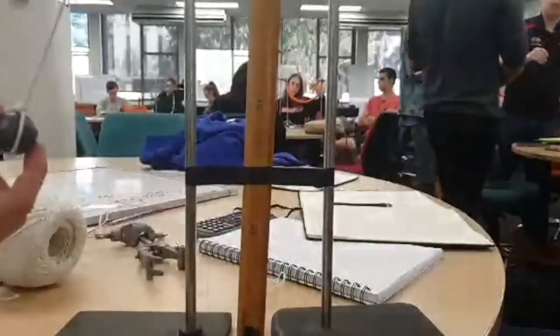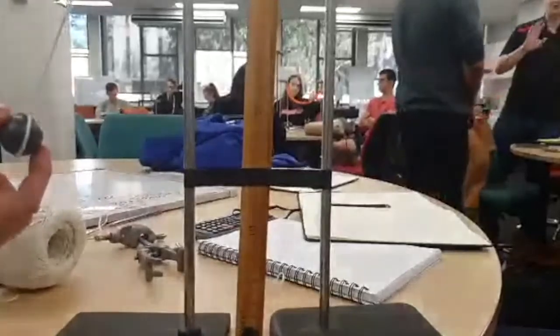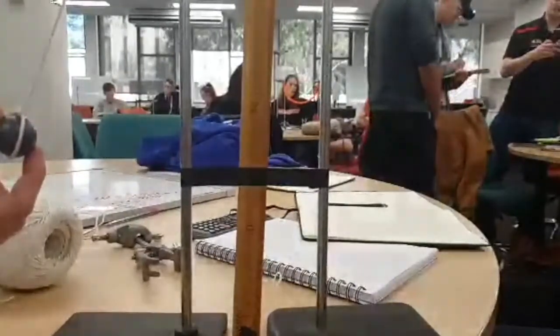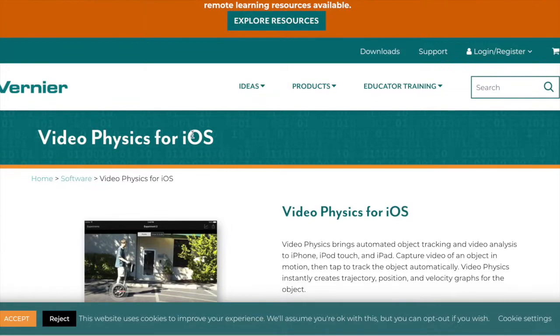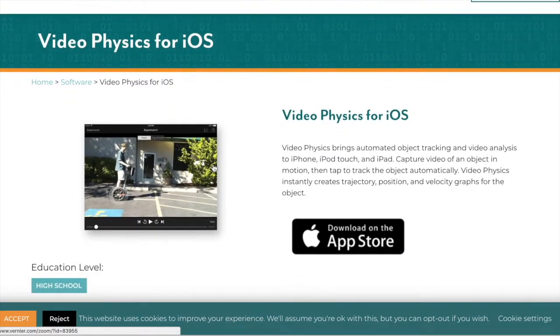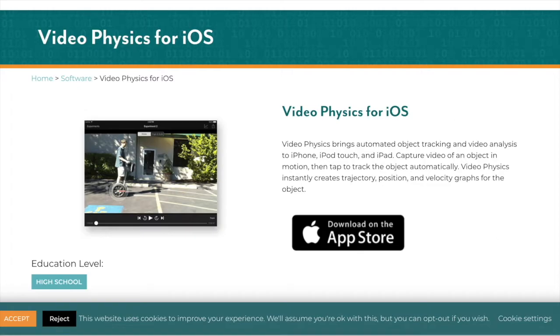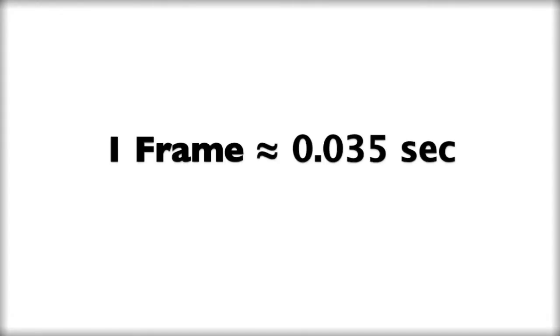We decided to measure the energetics of this pendulum over the course of one single swing, from one side of the pendulum to the other. Using a smartphone, we filmed this swing. We then used a software called Video Physics by Vernier to determine the approximate position and speed of the pendulum at each frame of the video. Each frame was approximately 0.035 seconds apart.